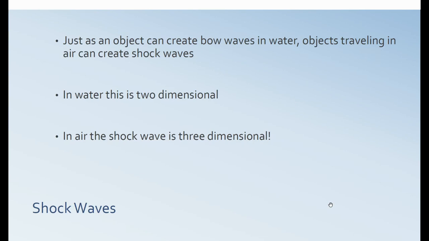And just to say, an object can create that bow wave in water, and objects traveling in air can create these same types of waves, but we call them shock waves in air. In water, it's two-dimensional. Think of a boat on a lake. The bow waves come from the front of the boat and keep on going till they reach the shore. But in air, this shock wave is three-dimensional.